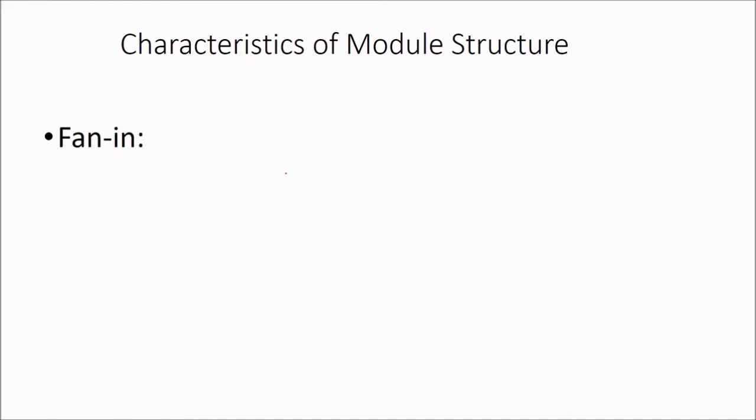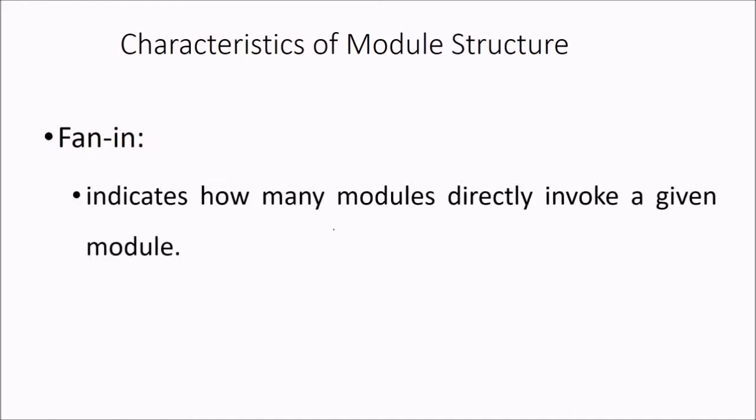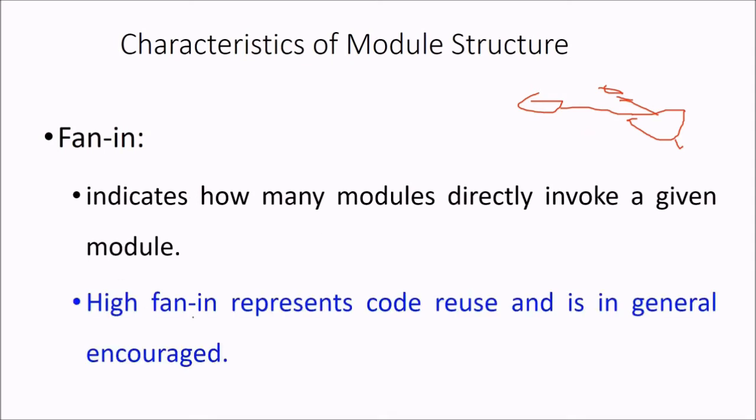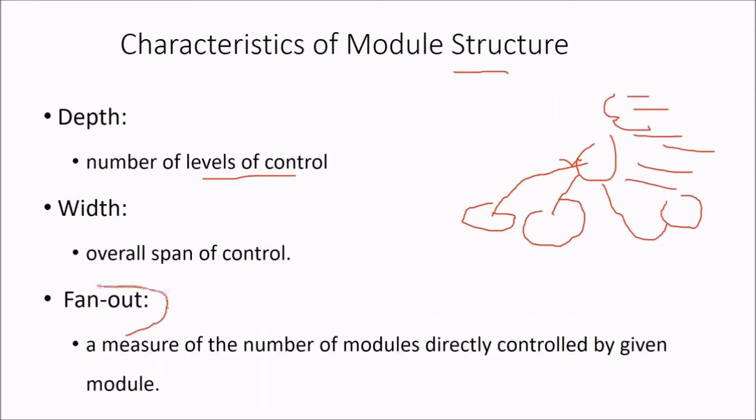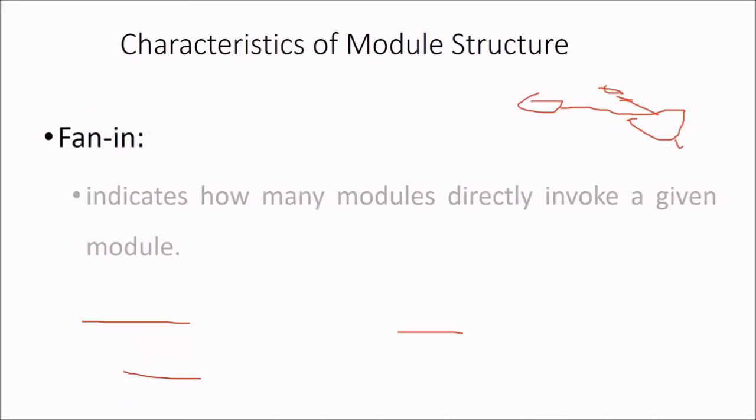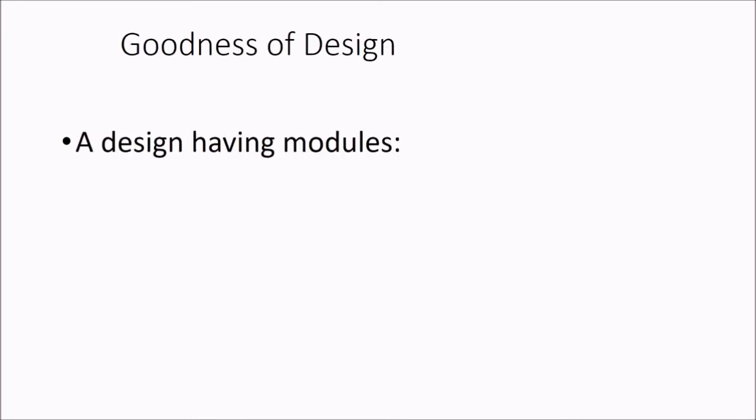And what about fan in? It is just the reverse of fan out. This indicates how many modules directly invoke a given module. So if this is a module and it is invoked by, say, these 2 modules, then we say that the fan in of this module is 2. High fan in represents code reuse and it is encouraged. So we need to have high fan in. And what about fan out? We'll talk about that, but for now, for fan in, we need high fan in.